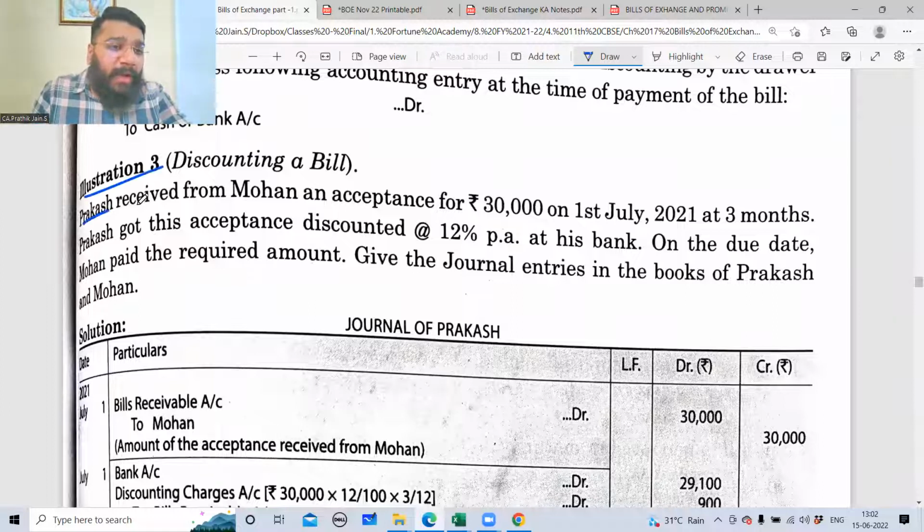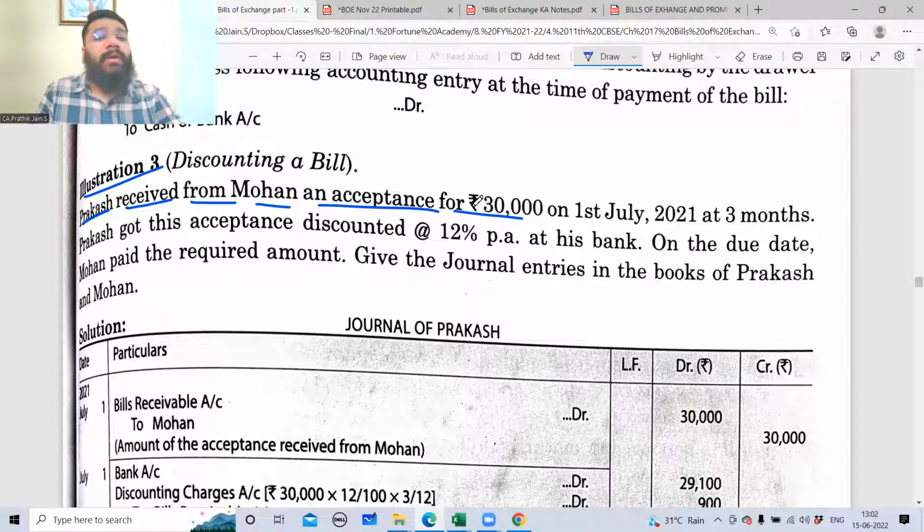Illustration 3, guys. Prakash received from Mohan an acceptance for 30,000. Who's the buyer? Who's the seller? Prakash received from Mohan an acceptance. So who is the buyer, who is the seller? Prakash is the seller.